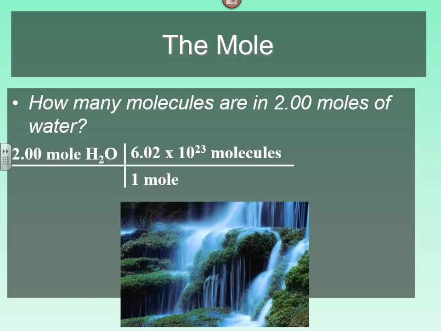To find out the answer here, multiply across. Divide if you need to, which you don't really for this one because we only have a 1 on the bottom. Check your sig figs. How many sig figs are we keeping? 3. You should get 1.20 times 10 to the 24th molecules of water.